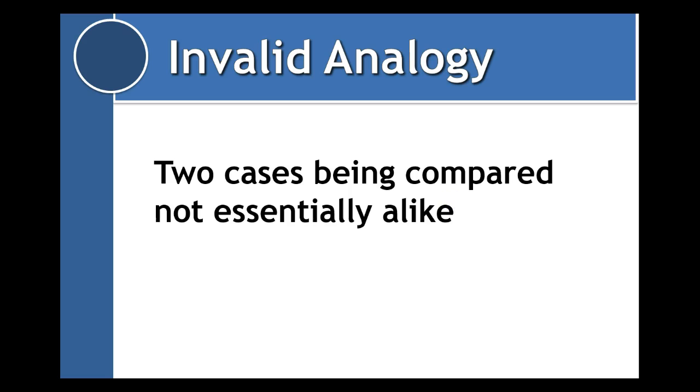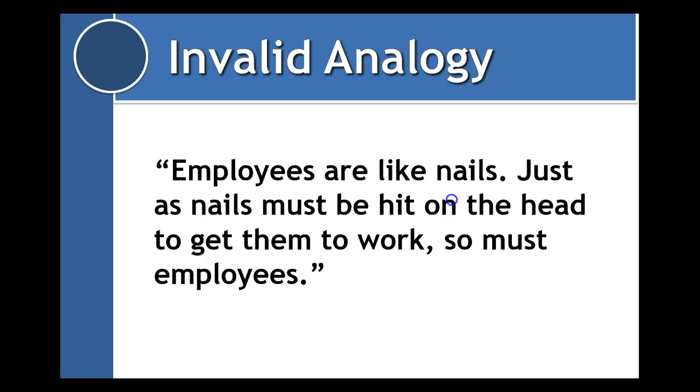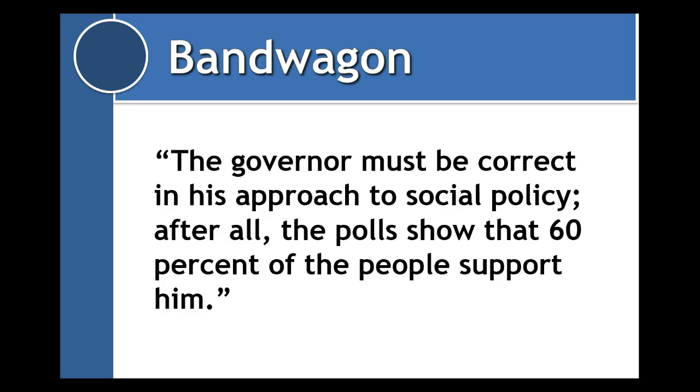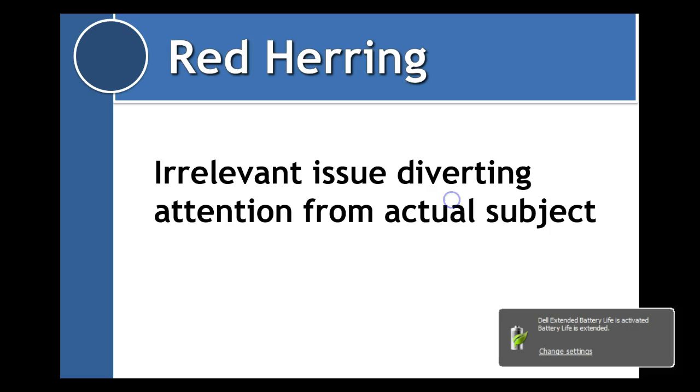Invalid analogy means two cases being compared are not essentially alike. Employees are like nails. Just as nails must be hit on the head to get them to work, so must employees. Bandwagon means because something is popular, it is good or correct. The governor must be correct in his approach to social policy. After all, the polls show that 60% of the people support him.